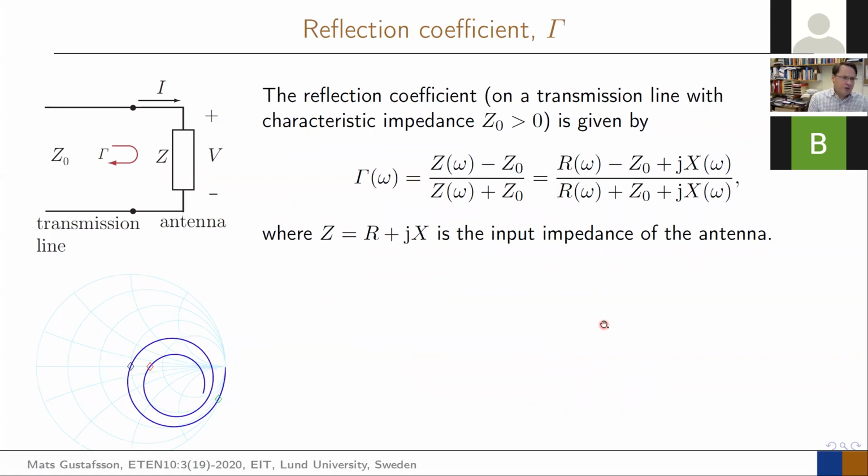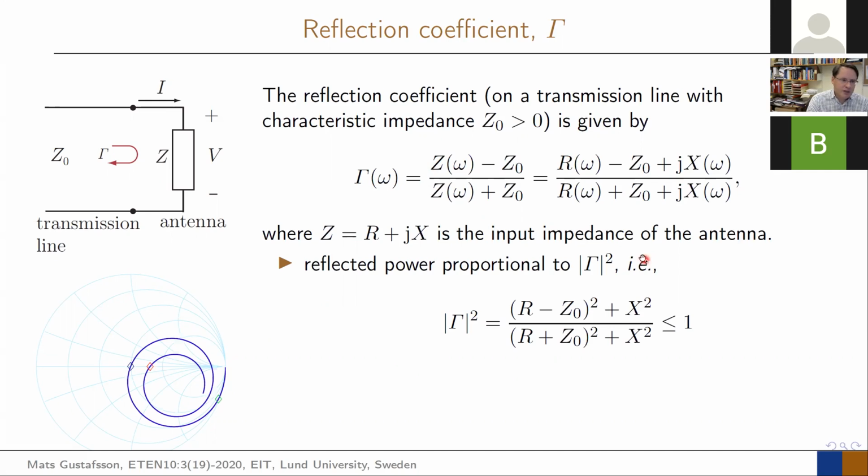And then you can determine the reflection coefficient from these. So the reflection coefficient, of course, that was Z minus Z0. So ZA, I called it before, now I just call it Z here. I can write it with the real part and the imaginary part here. So R and X, I just put it in.